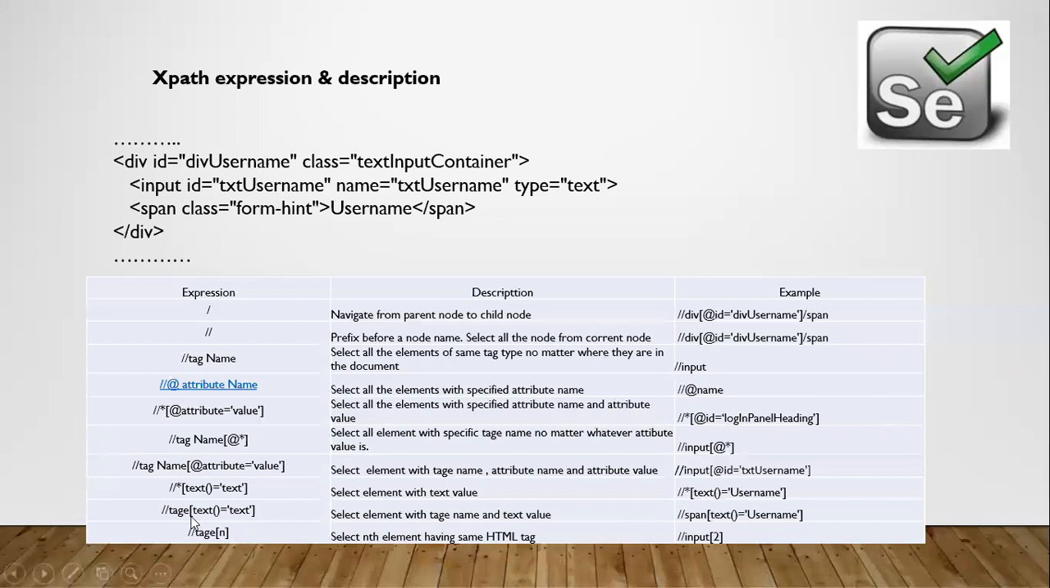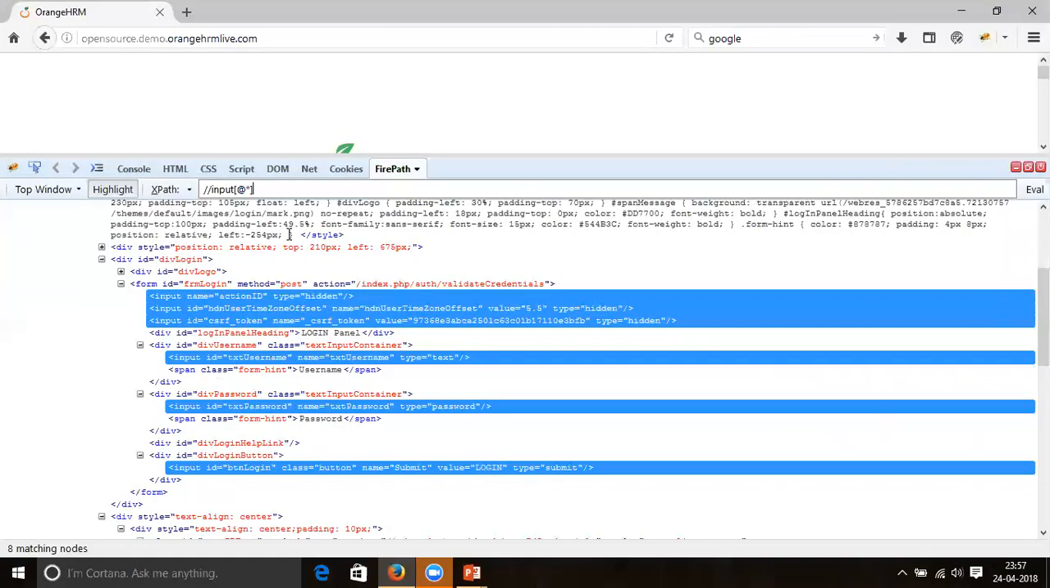So next is at the rate text. What is the text? Let's see here: in the span we have this one, username. This is nothing but the text. So if you have any text or link text, you can locate that element by using the text function. Go here and you can write the xpath to locate the element using the text function.